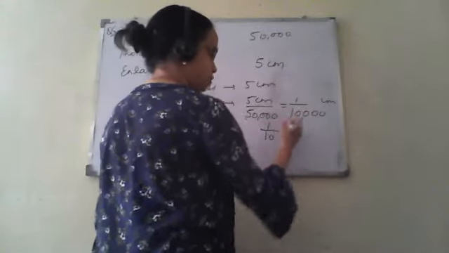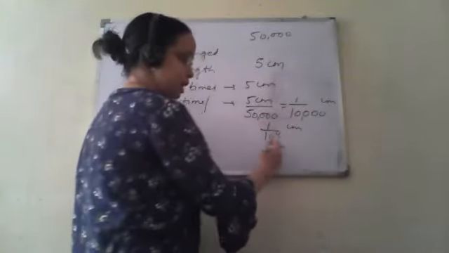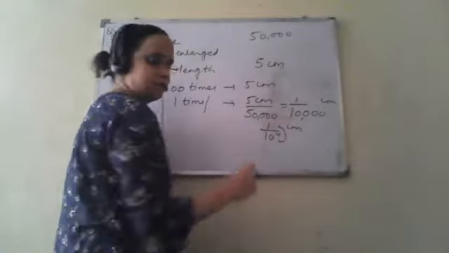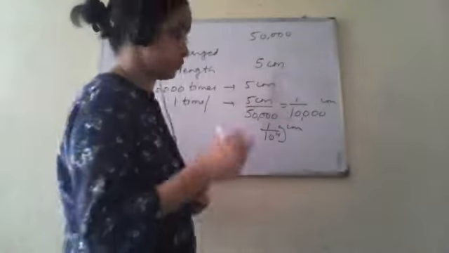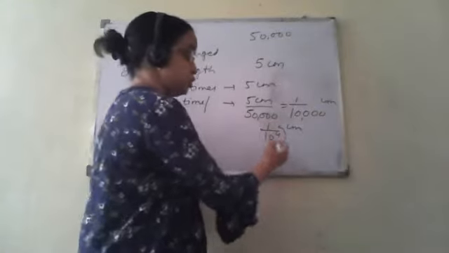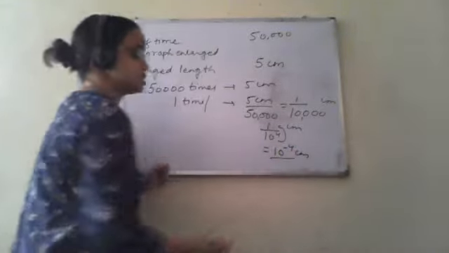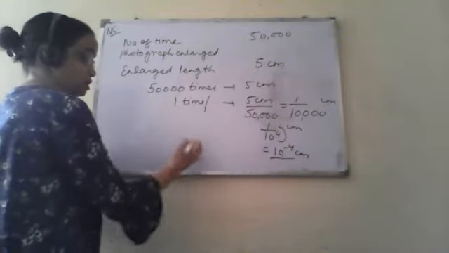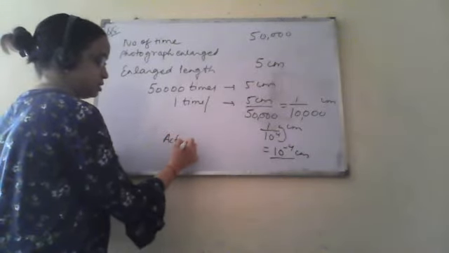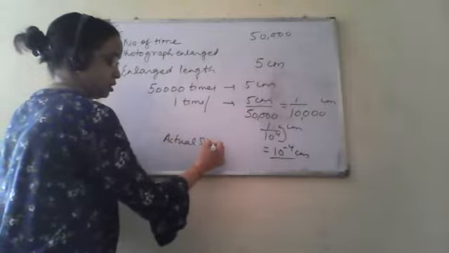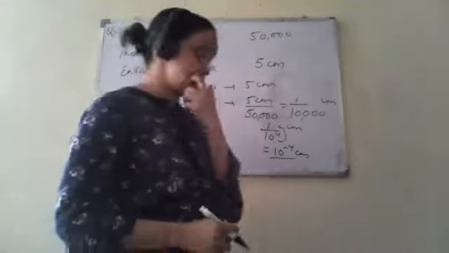It can be written as 1 upon 10 to the power 4 centimeter. And if we take this into the numerator, it will become 10 to the power minus 4 centimeters. So this is the actual size of bacteria. The actual size of bacteria is 10 to the power minus 4 centimeter.